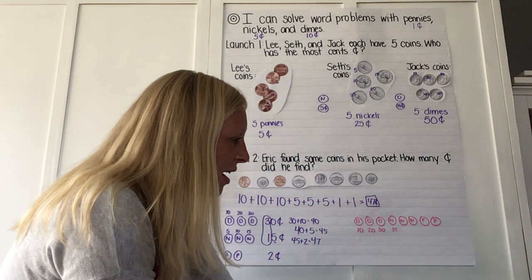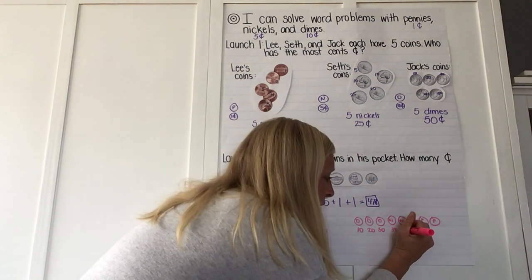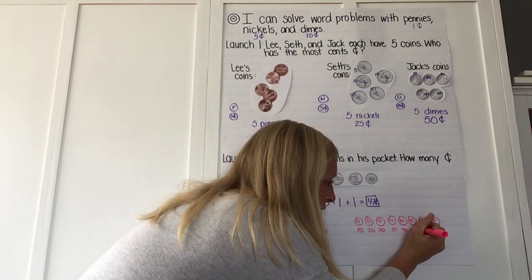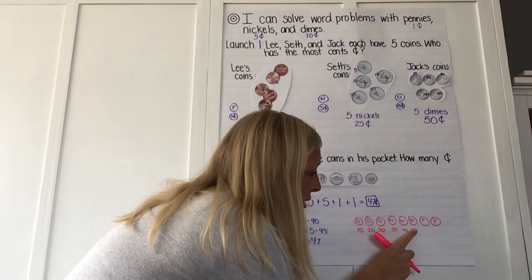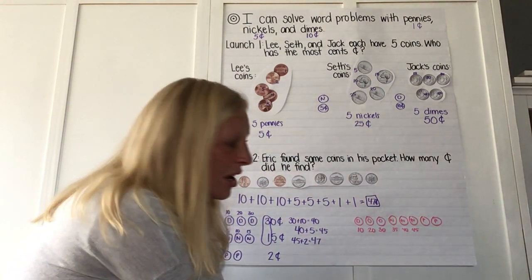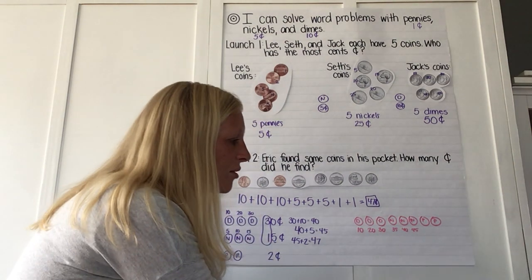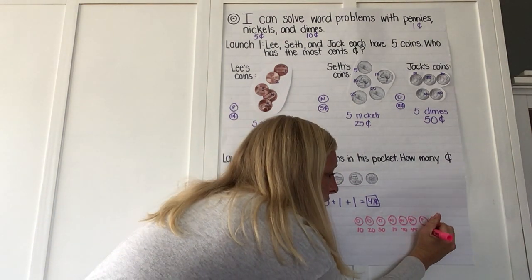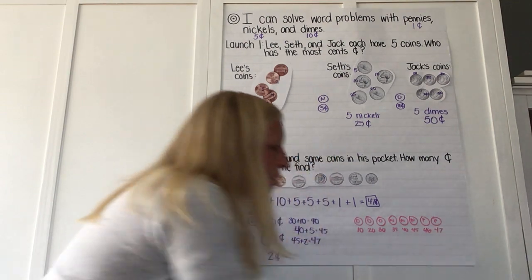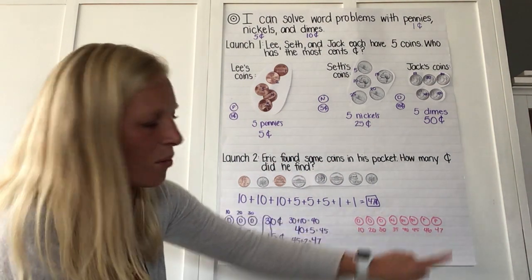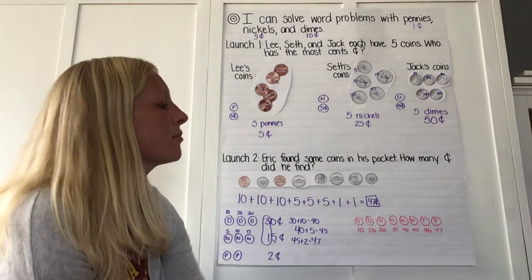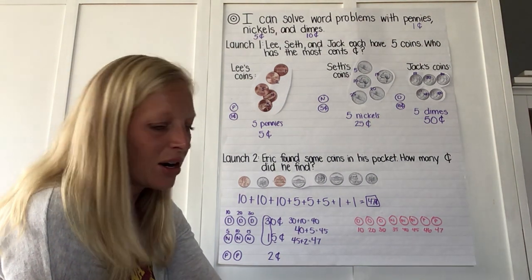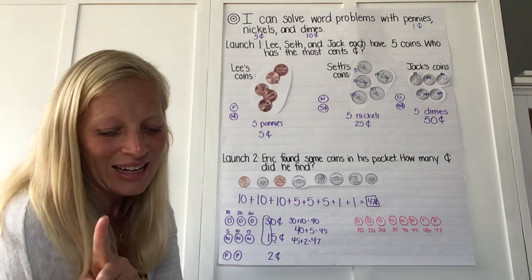So for 35, how else would we count? 40, 45. Because 5, 10, 15, or 30, 35, 40, 45. So counting by 5s because they're all nickels. Then what? 46, 47. And that one you counted by what? Ones. And why ones? Because those pennies are worth 1 cent.